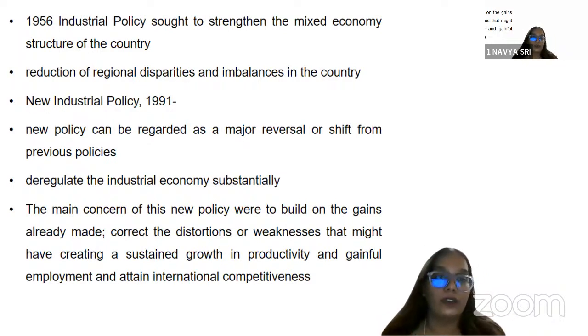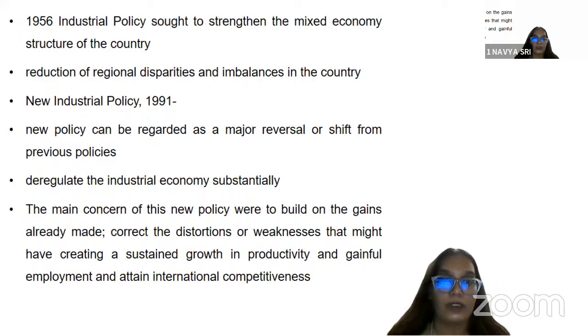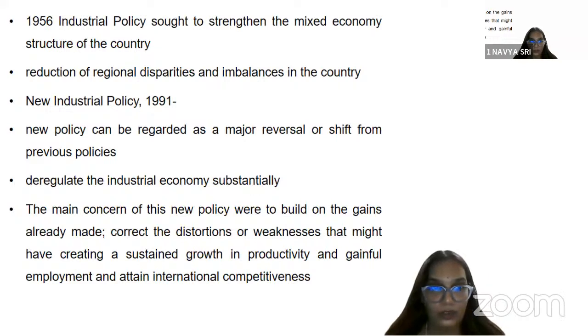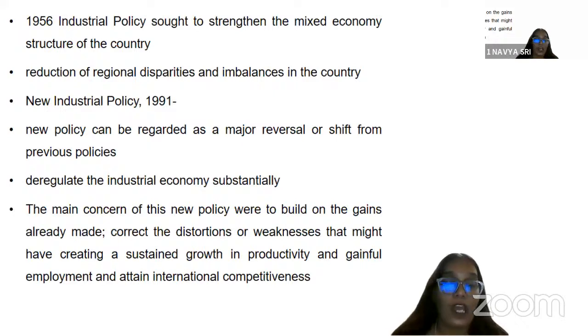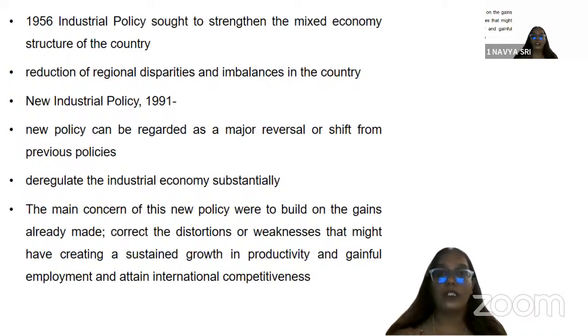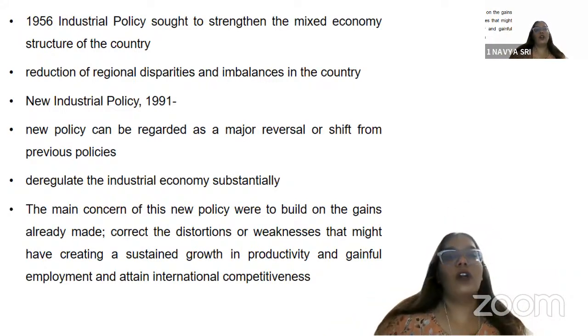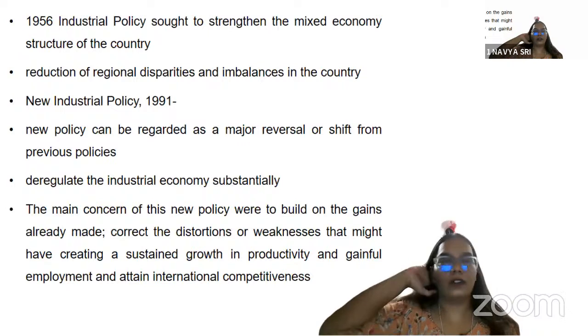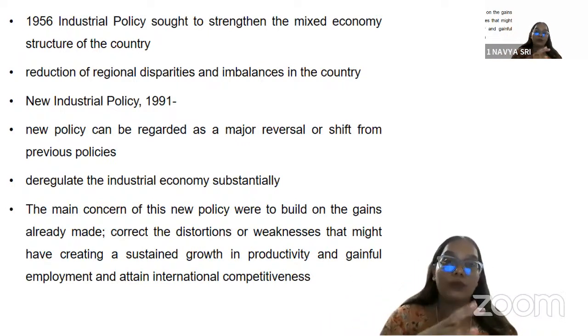So in 1956, the industrial policy sought to strengthen the mixed economy structure. Then reduction of regional disparities and internal balances is the main agenda. What happens here is if concentration of industries has been fixed on certain pockets, then it leads to the development or improvement of only those particular states. But rather, if they are distributed all over the places, all over the districts, all over the states, then this could lead to overall development, not just power concentrated in a few regional parts or pockets.